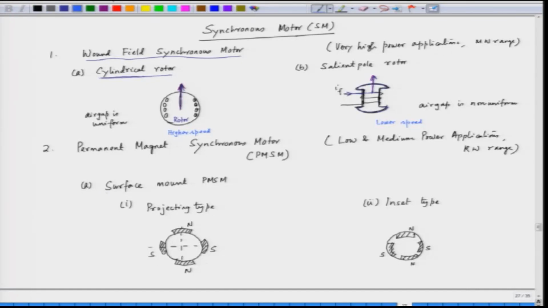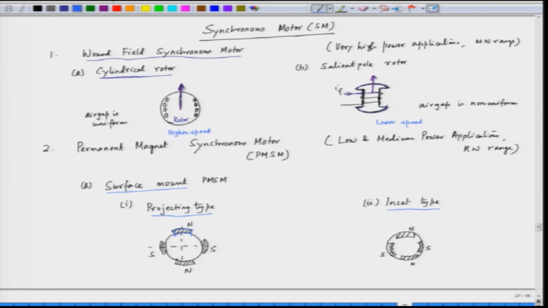One is called a surface mount permanent magnet synchronous motor, and this can have a projecting type or an inset type. In the projecting type permanent magnet synchronous motor, the magnets are placed on the surface of the rotor and they are projecting, and they are basically glued by means of epoxy glue. There is a locking arrangement so that the magnet does not fly off.